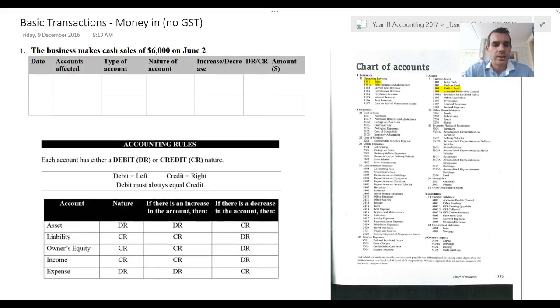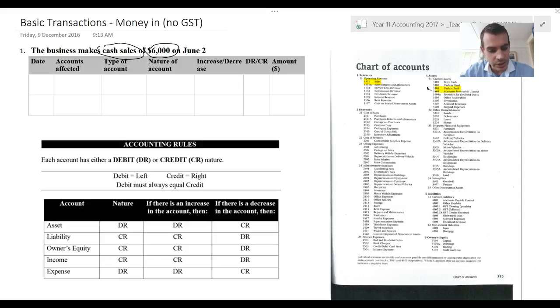Let's look at a second example. The business makes cash sales of $6,000. Cash sales, $6,000. Two type accounts are affected. If we look at our chart of accounts, the first account that it's going to be affected is our sales account because we've made some sales. The second account is going to be our cash at bank account because we've made $6,000. $6,000 is going to go into our bank account.